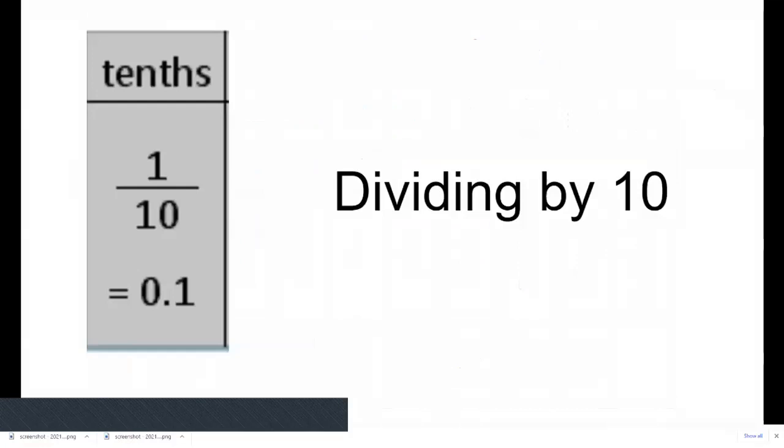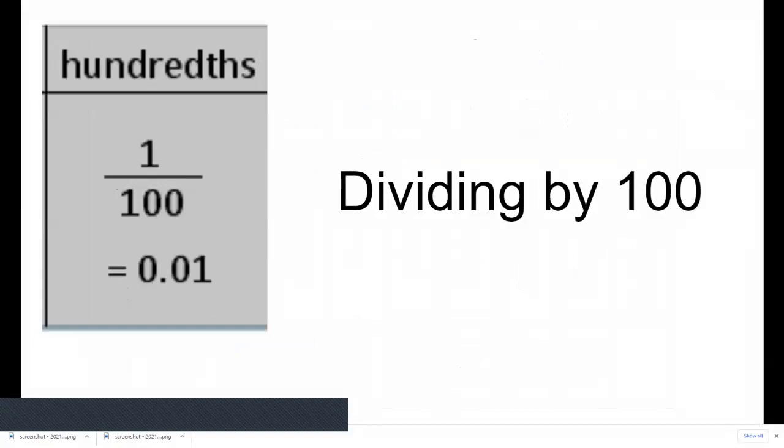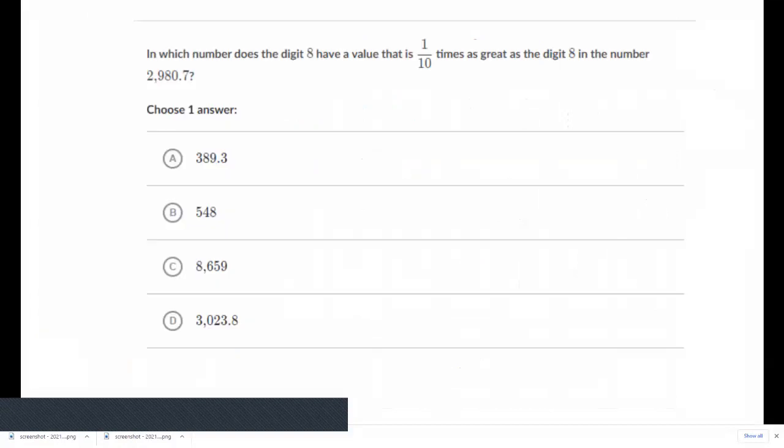Okay, to review, multiplying by 1/10 is the same as dividing by 10. So if something is 1/10 of something else, it's the same as dividing by 10. If we say something is 1/100th of something, it's the same as dividing by 100. So we're going to come across something like this.